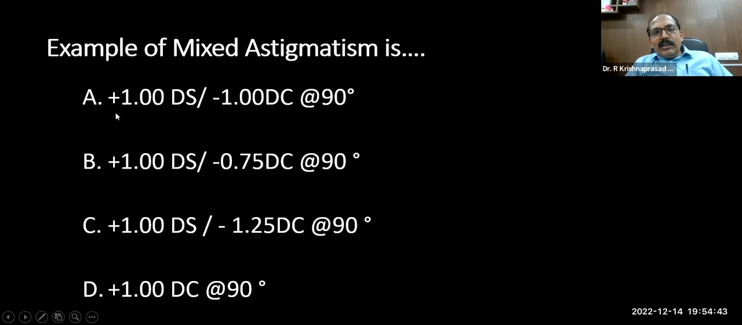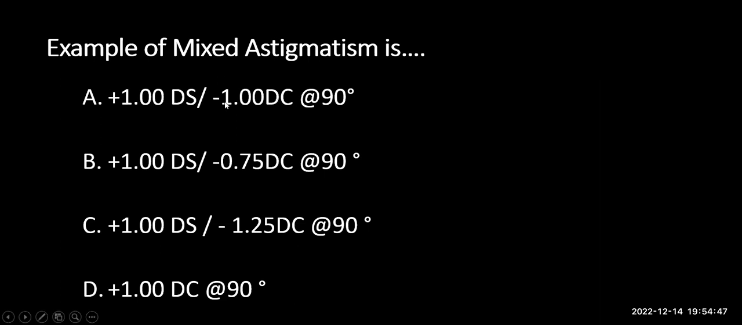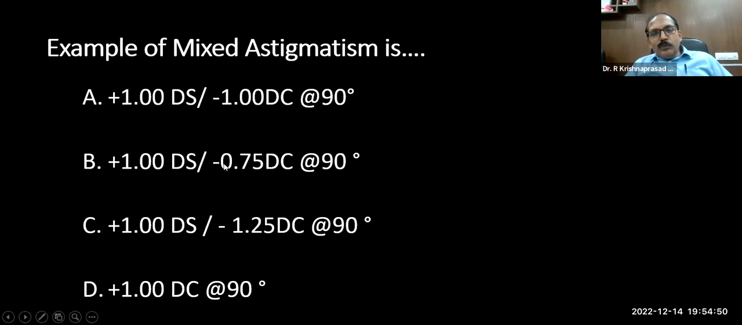So if you actually transpose this, it becomes a plus cylinder. If you transpose this, it becomes a compound hyperopic astigmatism. Yes, sir. So this is just a simple astigmatism. So you should know that for a mixed astigmatism, the cylinder value has to be always more than the sphere value. You get the point? So, if it's a mixed astigmatism, only and only if the cylinder value is more than the sphere value. If it is less or equal, then it becomes either a simple or a compound astigmatism, not a mixed astigmatism. So, this is something you should keep in mind, right?